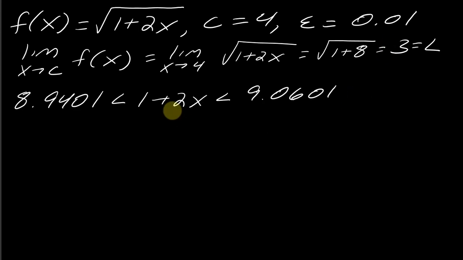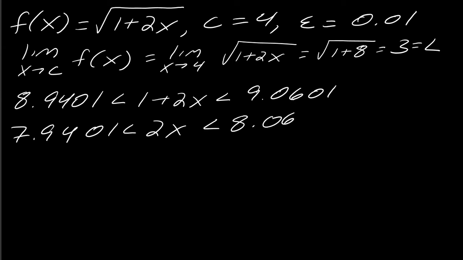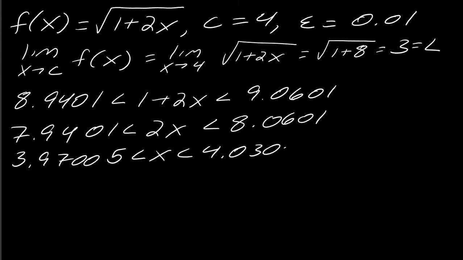Okay, so continuing to solve for x, I need to subtract 1 from all sides. That's going to give me 7.9401 is less than 2x, which is less than 8.0601. Divide all sides by 2, so I get 3.97005 and then 4.03005. And so now I've gone as far as I can.